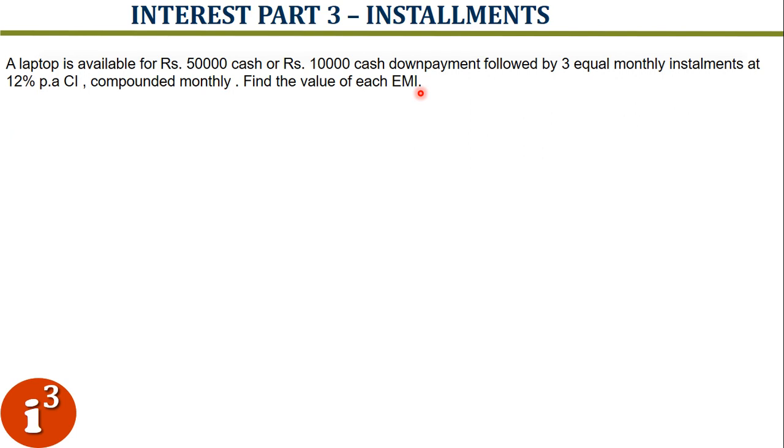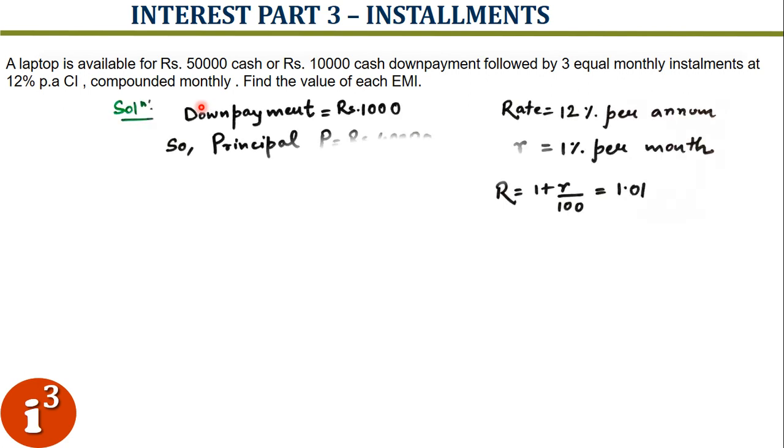It's pretty easy. 50,000 cash or 10,000 cash down payment. If you give the down payment, what is your loan amount? Loan amount is 50,000 minus 10,000, that is 40,000. You find out what is the value after 3 years, PR to the power n, and similarly go by the formula. So down payment is rupees 10,000, principal is rupees 40,000, and at 12%, this conversion is very important.